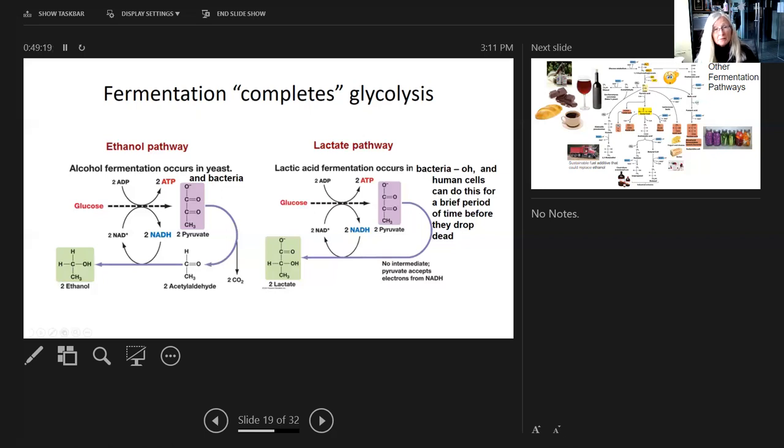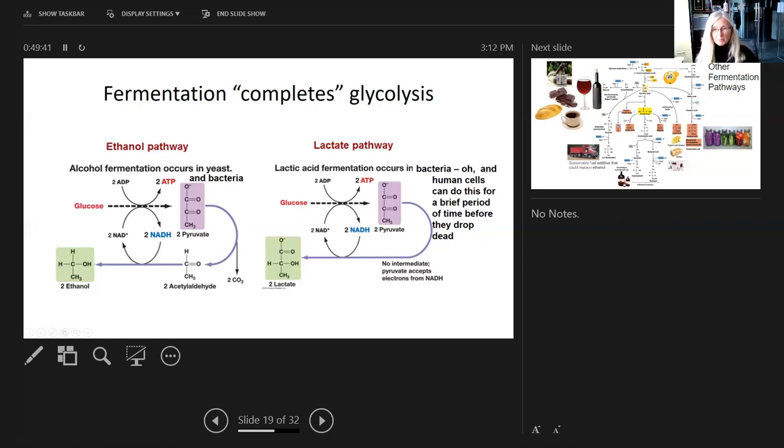So bacteria can make a living by doing this. Yeast can make a living by doing this type of fermentation. By that I mean they survive. They don't just do it as a last-ditch effort to keep themselves alive. They can survive on doing that alone. So these fermentation pathways are many and varied. Ethanol, obviously the end product is ethanol. Lactate, the end product is lactic acid.